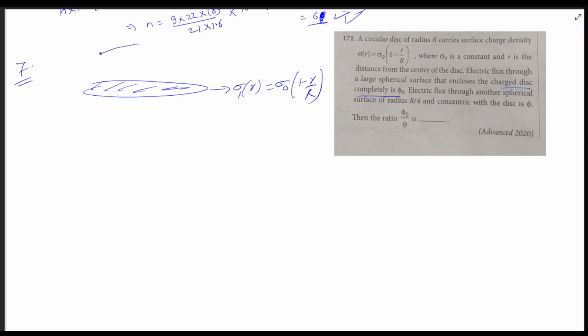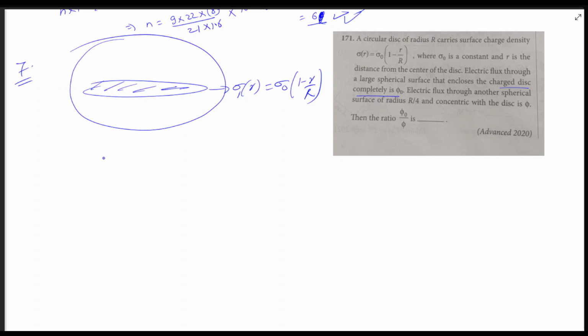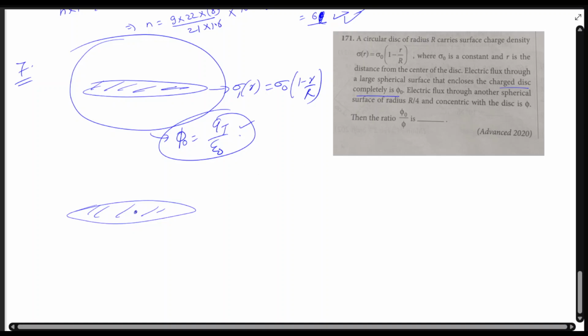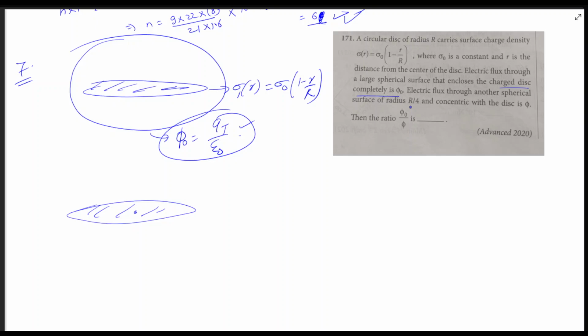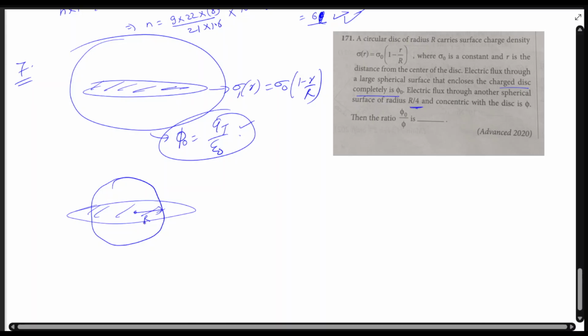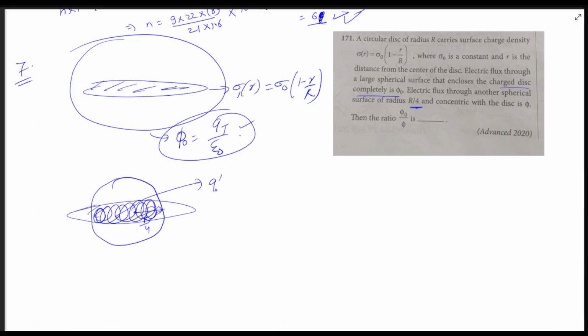So we have a sphere which completely encloses this. Okay. So flux through this is phi naught. It will be Q total upon epsilon naught, right? We have to find this Q total. Electric flux is another spherical surface. So we have a disk again and there is a surface of radius r by 4. So like this. So this is r by 4. So we have to find charge enclosed, only this we have to find. Okay. So let's just find the charge.